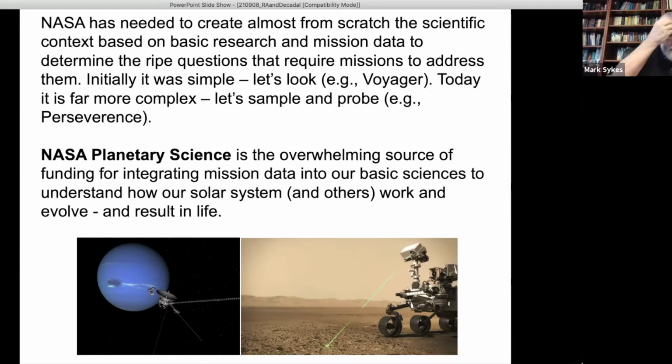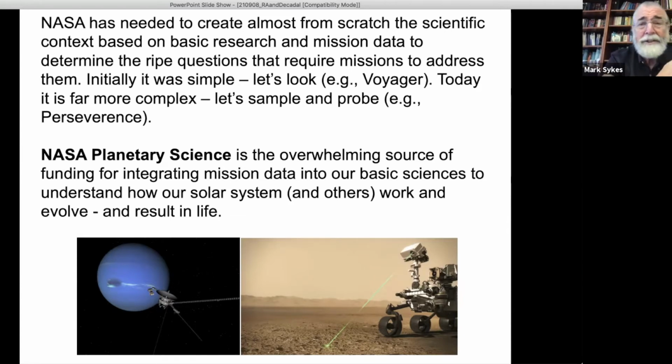Today, the science that we do is far more complex. I mean, my God, we're blasting laser beams at rocks on the surface of Mars and examining the light that it gives off to determine their composition, and we're doing chemistry on the surface of these places.